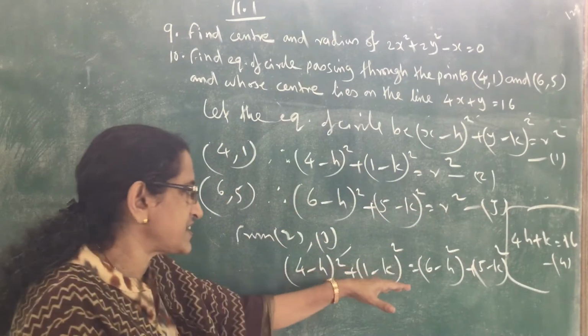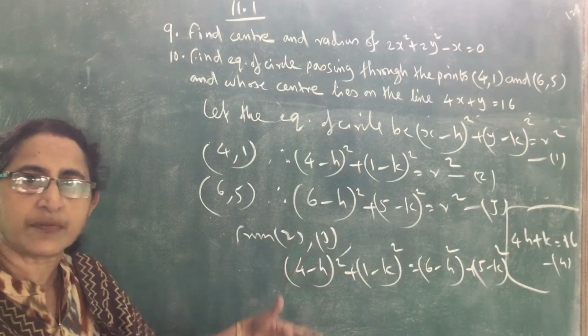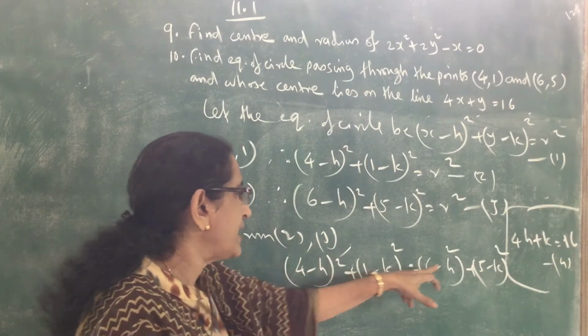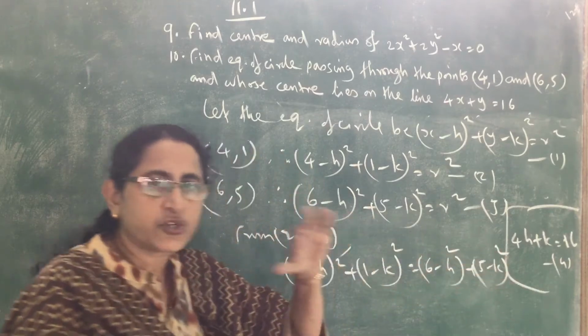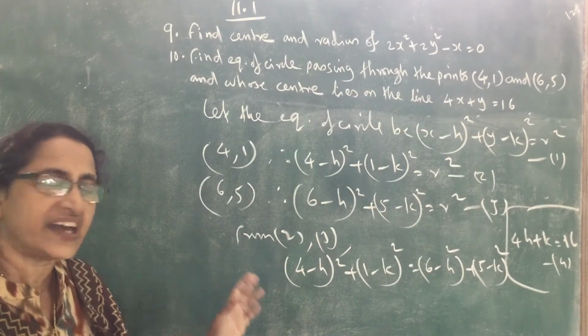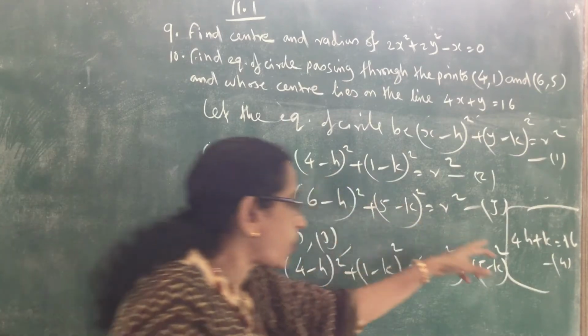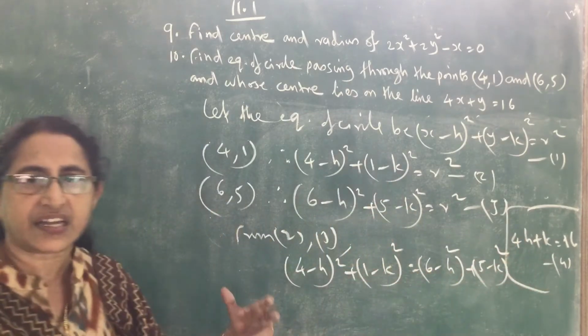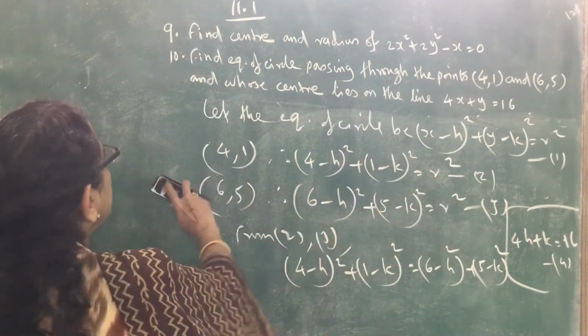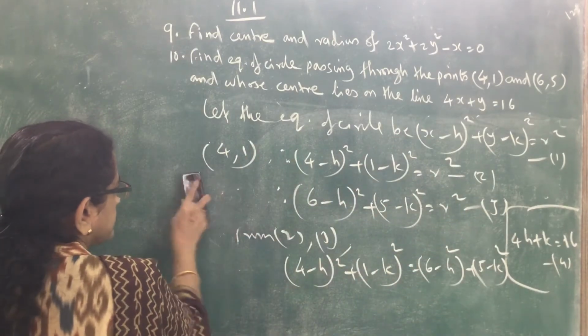So equating this, now we can expand and simplify. Here there will be h square, here k square, here h square, here k square. So h square and k square will cancel from both sides. So we get a linear equation in h and k. Here we already have one linear equation in h and k. Solving these two will give h and k. So here, let this equation be here.